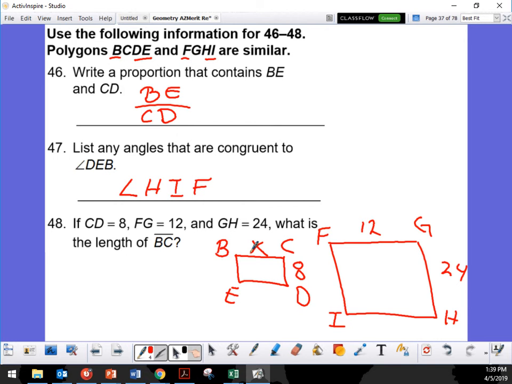So how would I set up my cross products? X over 8. I could do it like that, but I like comparing the sides that I know. So 8 over 24 would be a better start. So 8 over 24 equals 1/3.